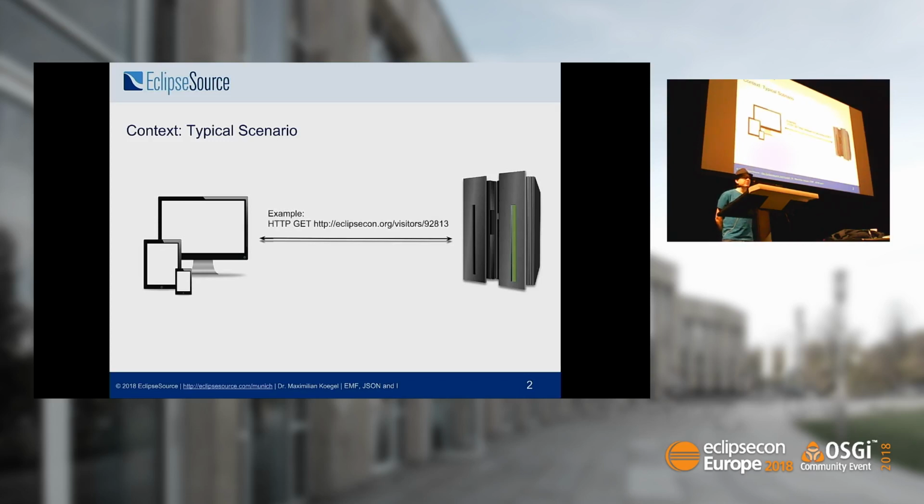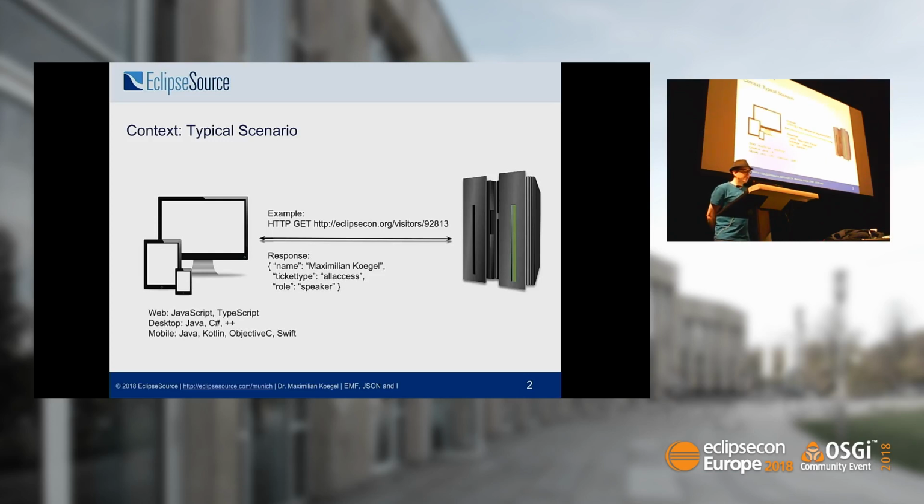As an example, if you build a RESTful API, for example, for retrieving visitors of the EclipseCon and retrieving their data, you would send a GET request on a URL that is a resource for one particular visitor with this ID 92813. And you would get a response that maybe describes the visitor in the following way, which is a JSON object with a couple of properties.